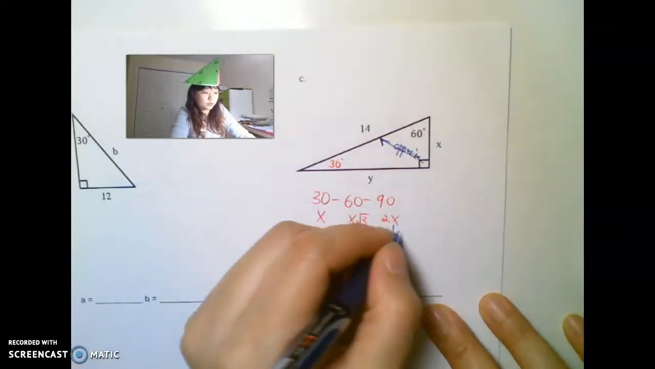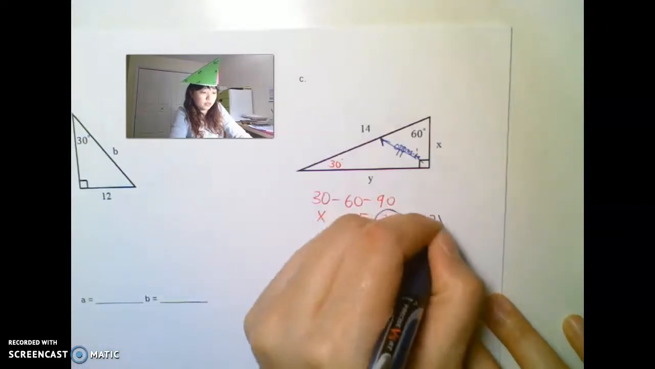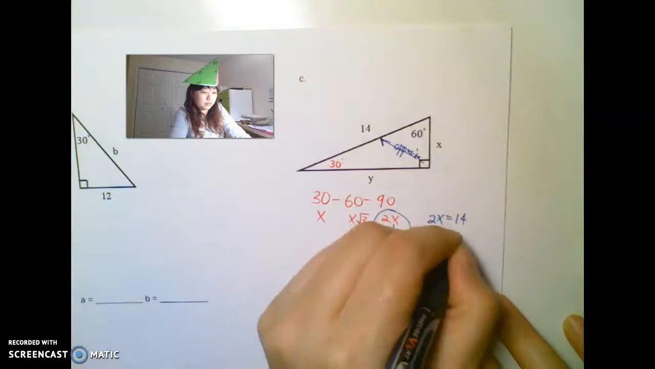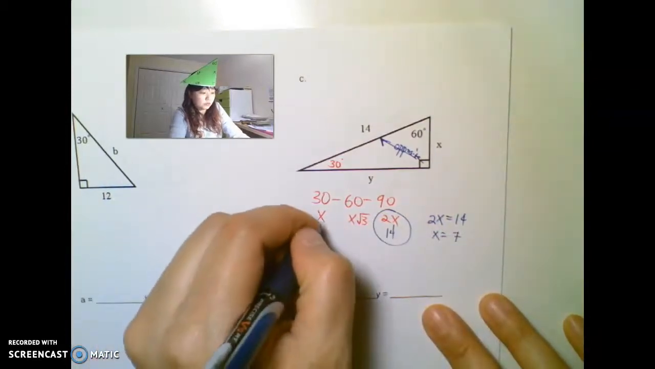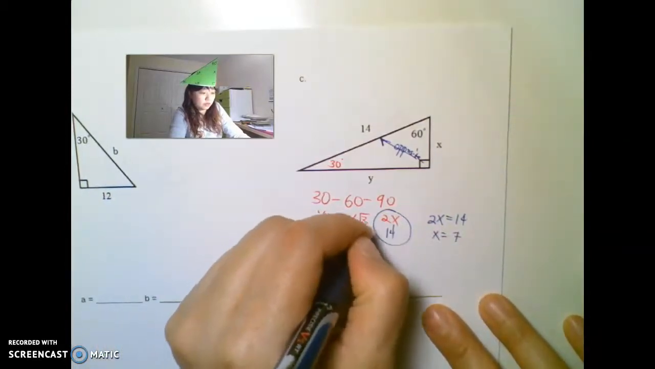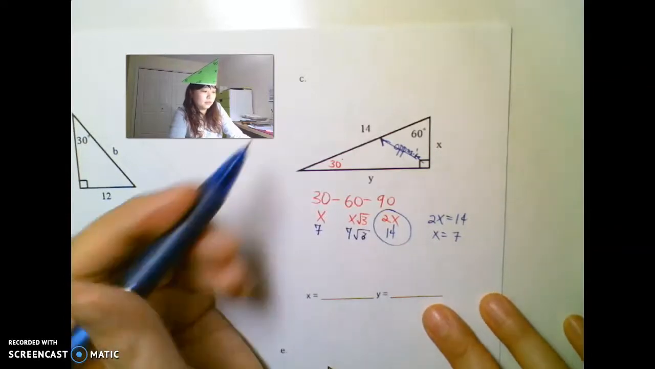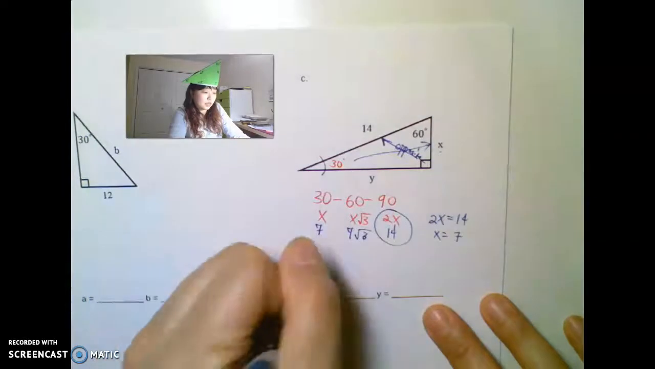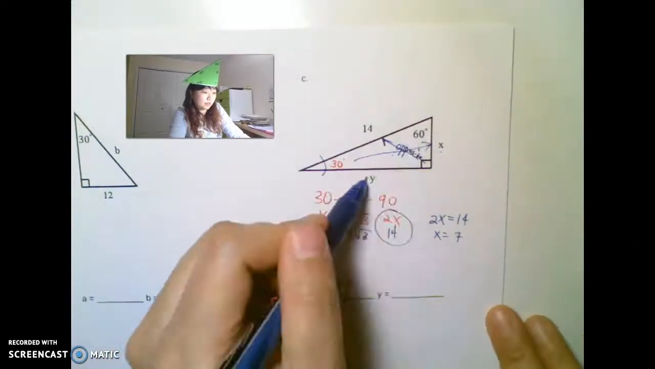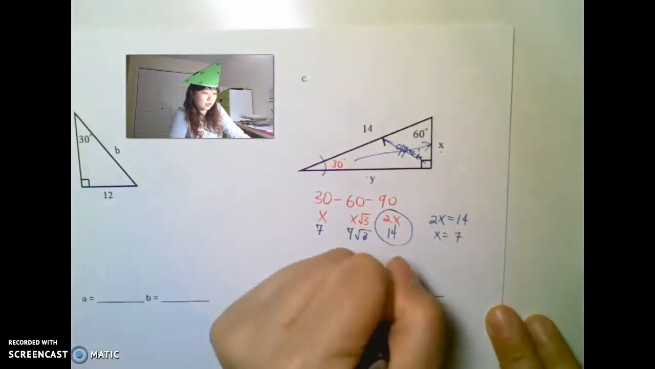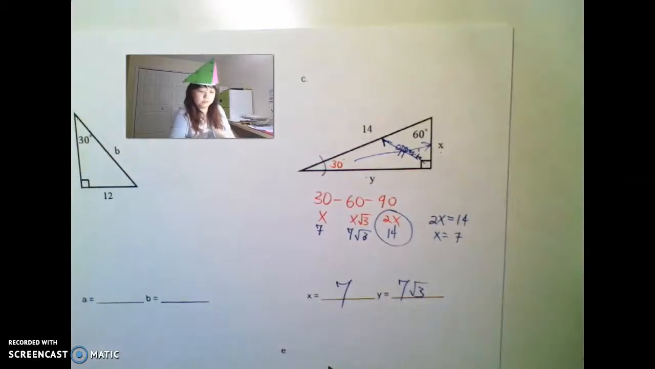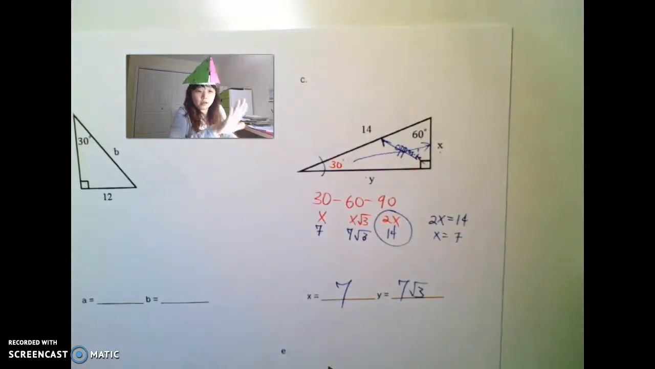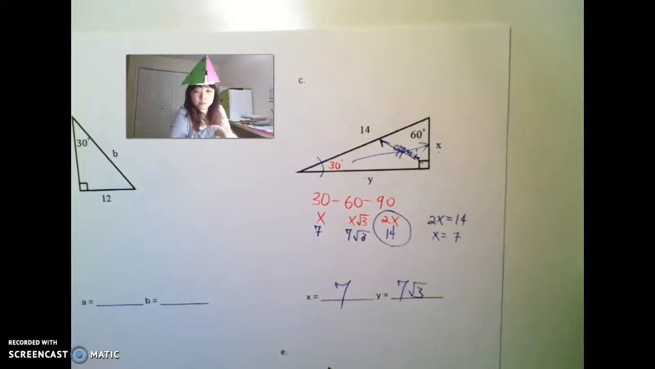Can you tell what x is going to be just by looking at this? 2x is 14. What is x? That's right, 7. 7 times 2 is 14. So that's 7, and that is 7 root 3. So in this picture, opposite of 30 is x, so that's 7. And opposite of 60 is y, so that is 7 root 3. Alright, moving on. Of course, you can pause, copy, and then move on.